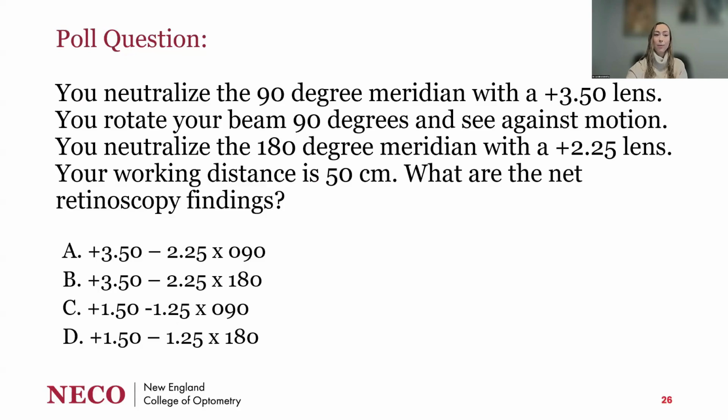And we have another poll question here. In this question, you neutralize the 90 degree meridian with a +3.50 lens. You rotate your beam 90 degrees and see against motion. You then neutralize the 180 degree meridian with a +2.25 lens. Your working distance is 50 centimeters. What are your net retinoscopy findings?